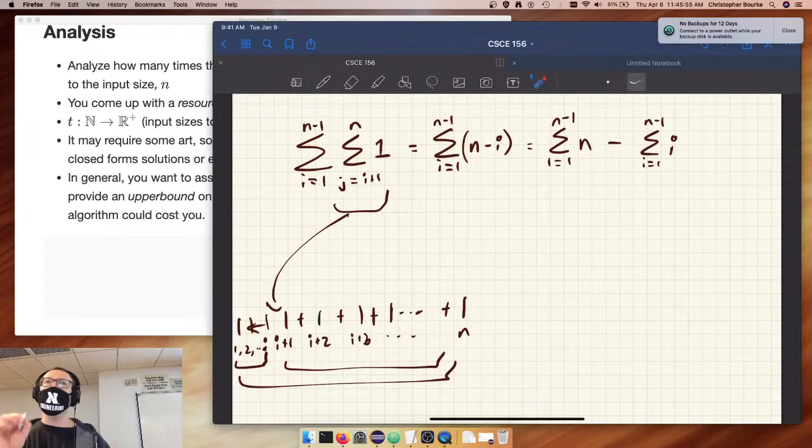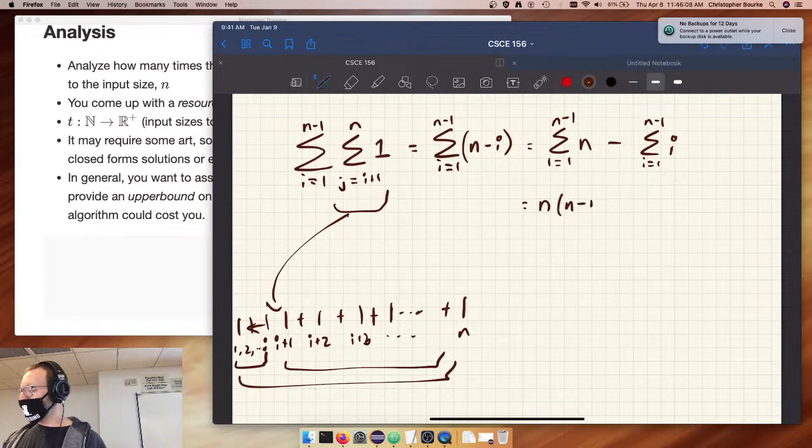n plus n plus n plus n, how many times? We start at 1, we go up to n minus 1. So it should be, well, n squared, let's go ahead and keep it in exact terms for now. n plus n plus n plus n, n minus 1 times, therefore n times n minus 1. Minus. What about that guy right there?